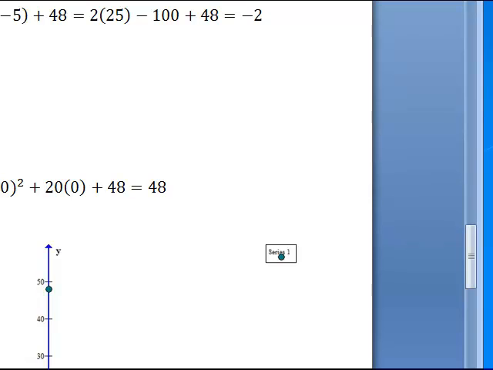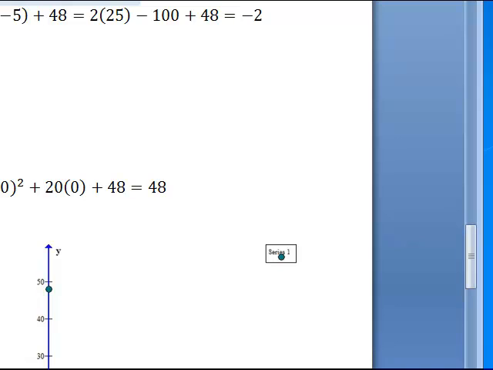First thing I want to do is get the vertex, just like my previous problem. Again, the vertex isn't given to me, I have to calculate it. I have x as negative b over 2a. And when I plug in 20 for my b and 2 for my a, I get negative 20 over 2 times 2, which is negative 5. That is my axis of symmetry.